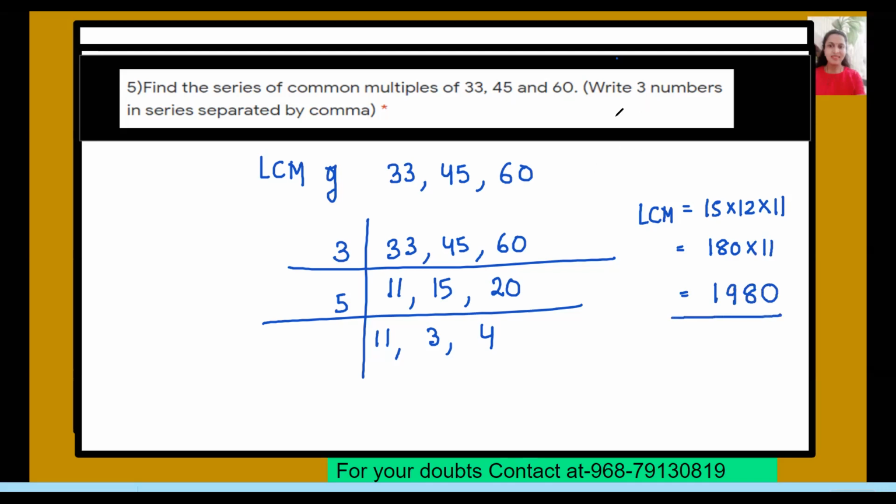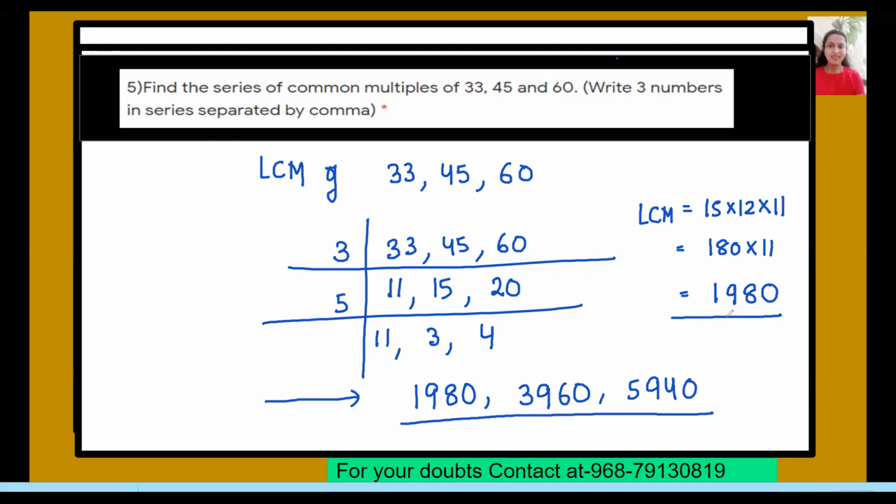Now write three numbers in series separated by commas. So what will be our series? 1980, then double the number. So after 1980, 3960, and after 3960, 5940. That is being asked in the question: find a series of common multiples. So these will be the series of the common multiples of these three numbers.